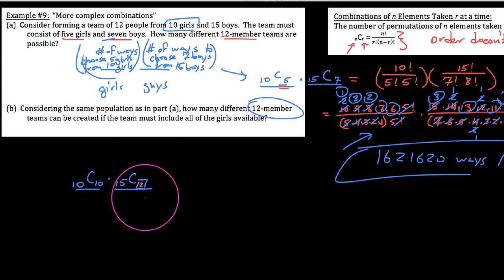So go ahead and find these on a calculator. As a matter of fact, 10 choose 10, there's only one way to do that. But go ahead and find 15 choose 2, and then we'll have the total number of combinations.